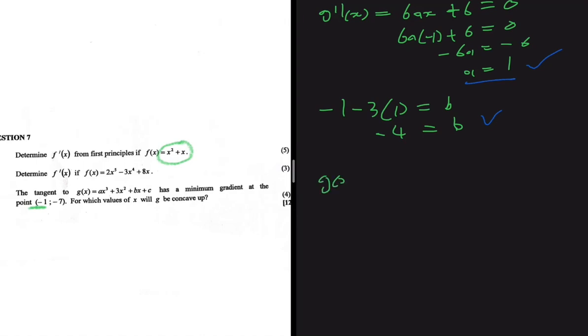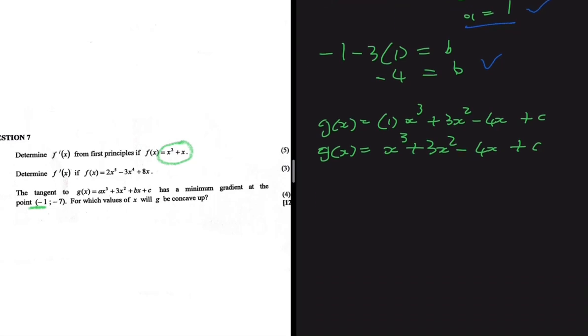So now we're saying that g of x equals, in place of a, we put 1, and then x to the 3, plus 3x to the 2, plus bx. So we know that b is -4, so -4x plus c. So now we have g of x equals x cubed plus 3x squared minus 4x plus c. So now we have this equation here. The only unknown variable we have is c, but c doesn't really matter.